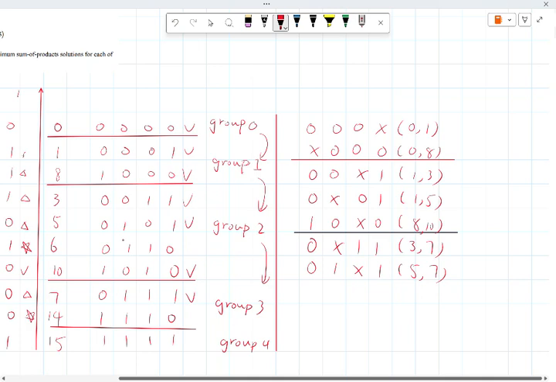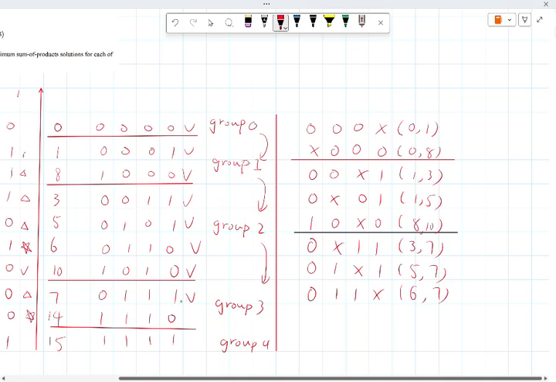Next is 5 and 14. X, 1, x. All right. 6 and 7. 0, 1, 1, x. 0, 1, 1, x. 6 and 7. So 6 been ticked, 7 been ticked.